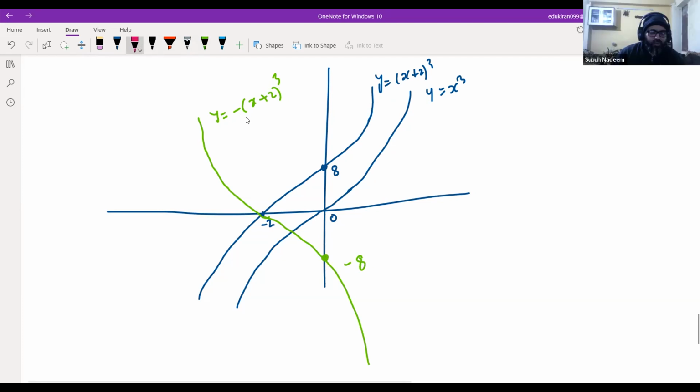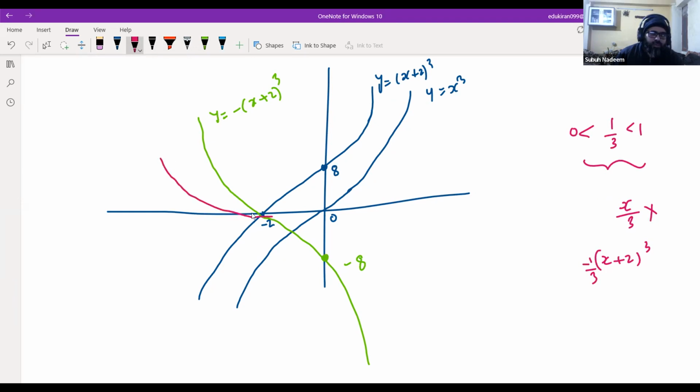Now 1 by 3. You multiply by 1 by 3. So it will be compressed vertically because 1 by 3 is a value between 1 and 0. And it is getting multiplied to the output, not to the x. It is not x by 3. It is (x plus 2) whole cube multiplied by minus 1 by 3. So it is multiplying the output, outside the cube. So it will be compressed vertically. So it will go like this.